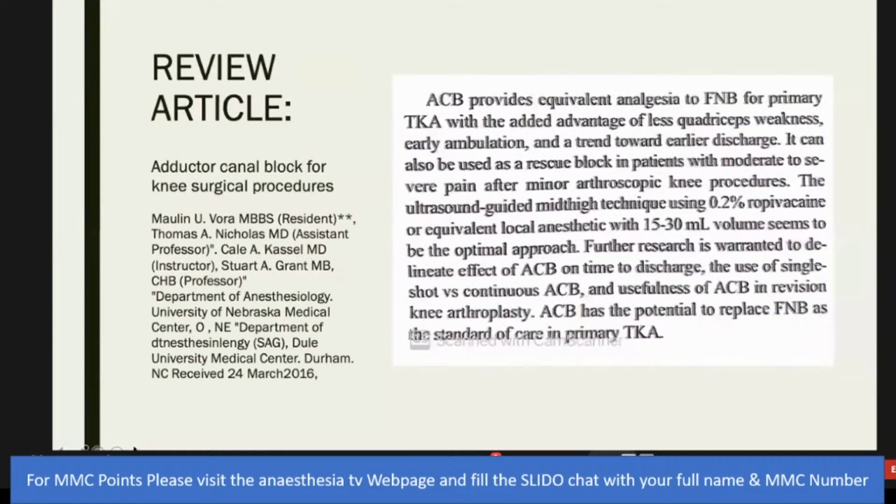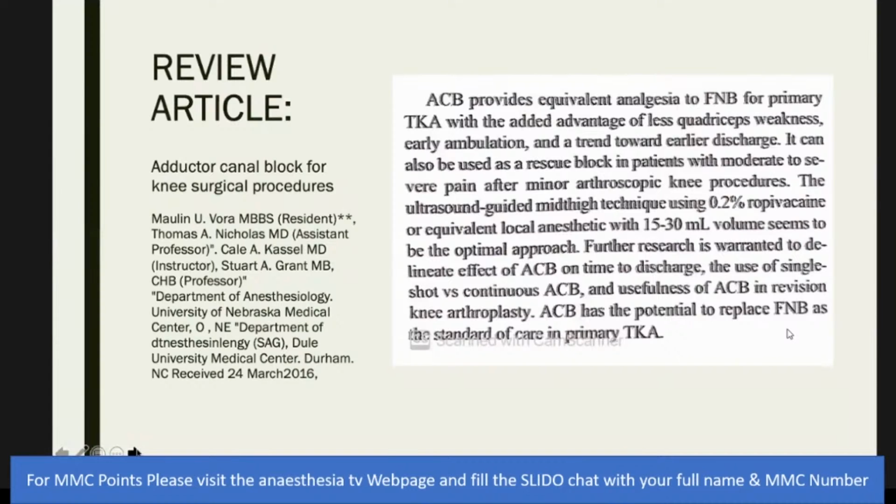This is a review article from the Journal of Clinical Anesthesia by Stott and Thomas in 2016. They studied comparison of adductor canal block and femoral nerve block for patients of knee replacement by using VAS score and quadriceps strength. They found adductor canal block provides equivalent analgesia to femoral nerve block for primary total knee replacement, with the added advantage of less quadriceps weakness and early ambulation, and a trend toward early discharge.